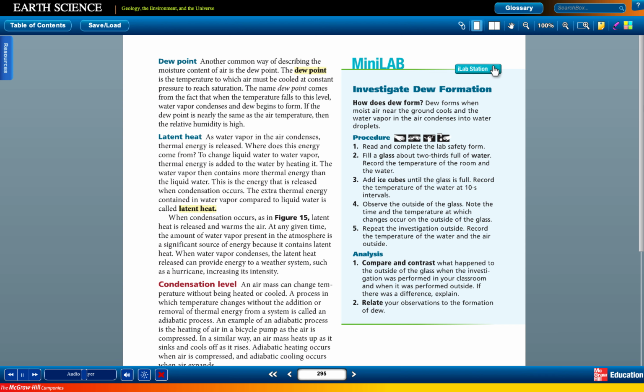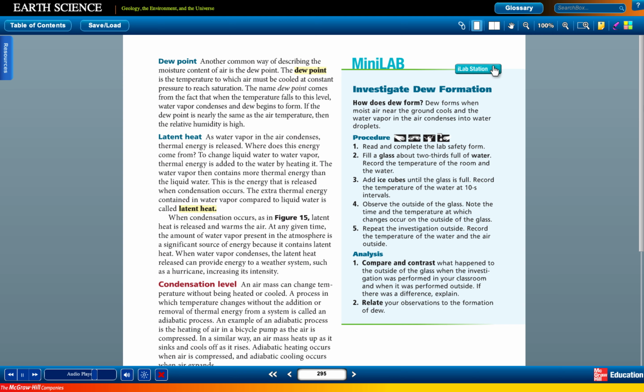At any given time, the amount of water vapor present in the atmosphere is a significant source of energy because it contains latent heat. When water vapor condenses, the latent heat released can provide energy to a weather system, such as a hurricane, increasing its intensity.